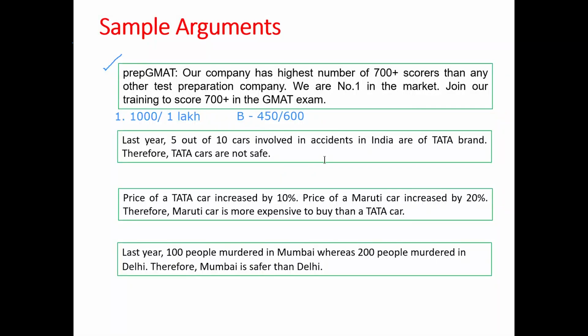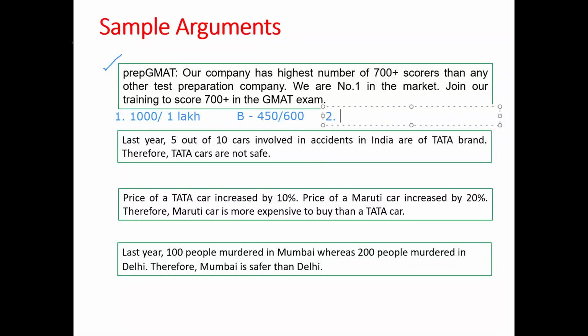Now tell me which company is the best company? The B company. Yes, exactly. Very simple. Because they trained only 600 and they got 450. Whereas this particular PrepGMAT provided training to 1 lakh students, and out of 1 lakh, they got 1,000 students with 700 plus. So see how they have hidden the data.